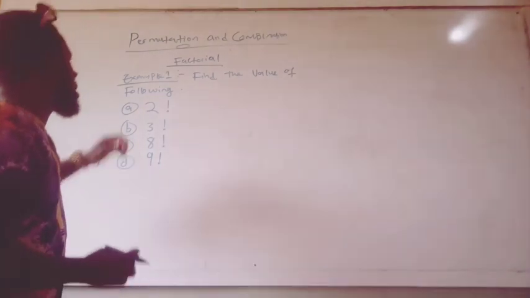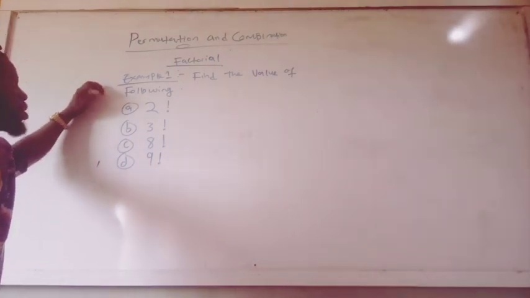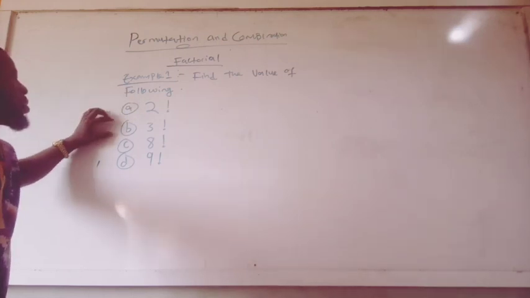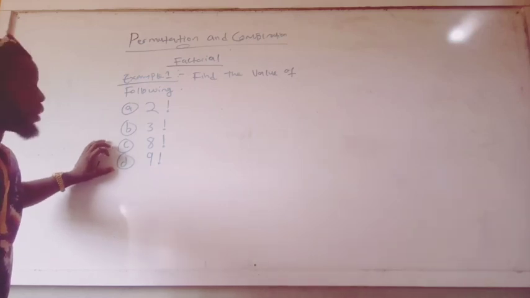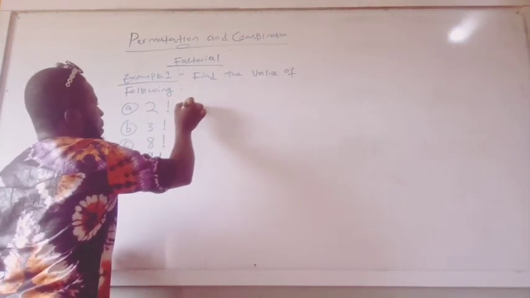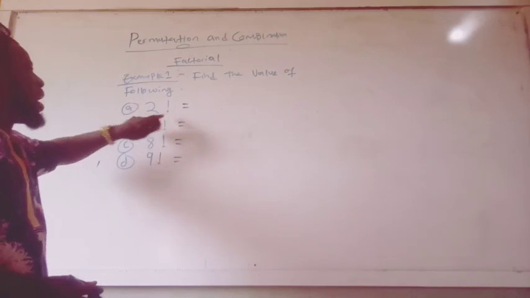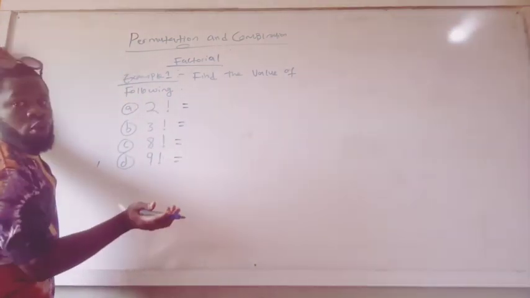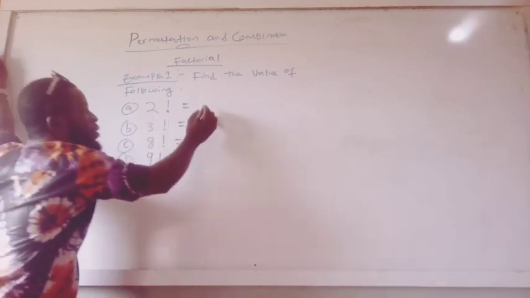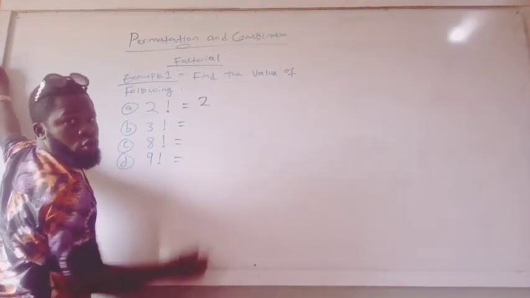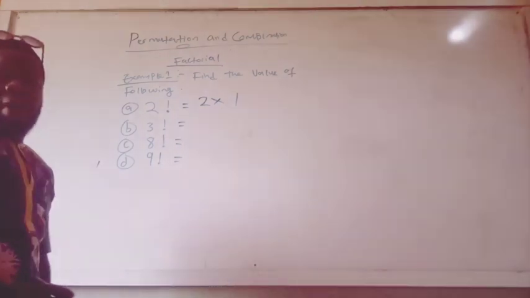This is a question which says, find the value of the following. The first one is 2 factorial, 3 factorial, 8 factorial, and 9 factorial. Just like I said, factorial simply means you are representing that number, coming down from that number. This is how we write factorial, like an exclamation mark in English. So 2 factorial, you start from 2, 2 times 1. That's the meaning of 2 factorial.